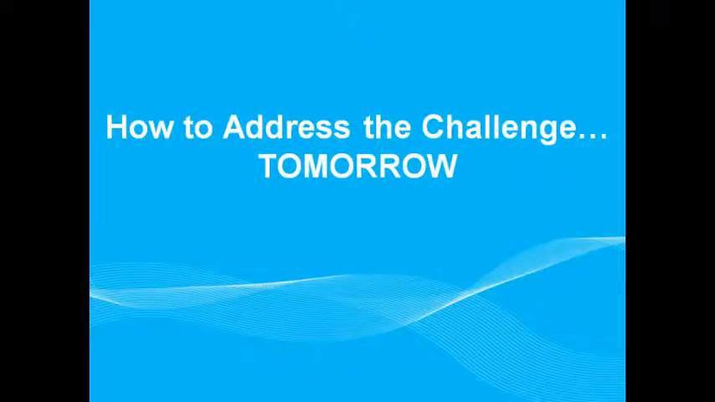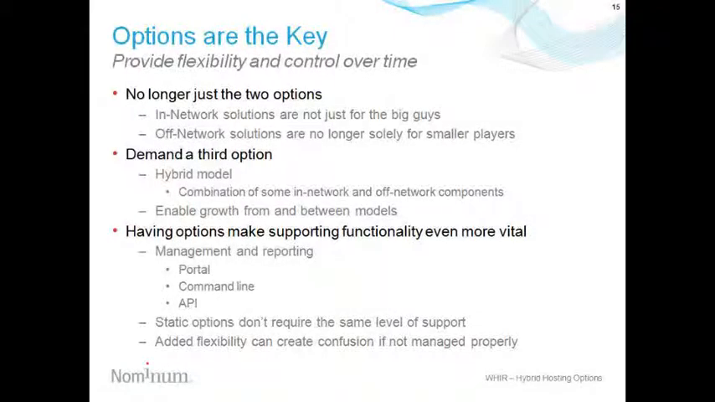So going forward and moving into tomorrow, these are the things that you have to look forward to. Now you don't just have those two options. Sure, you still have the in-network solutions, and sure, you still have the off-network solutions, but no longer are you forced into, "I'm just a small hosting provider, in-network is just not the right solution for me," or, "I would love to offload some of my traffic, but that's really just for the small guys, and I'm a big hosting provider." Those aren't the only two options anymore.